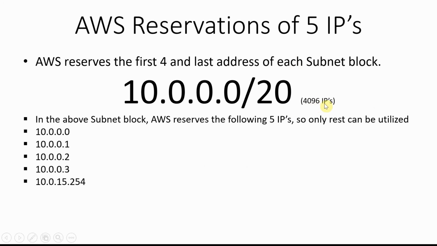For example, if you give /20, you get 4096 IPs. But out of this, the starting number followed by the next three, 0, 1, 2, 3, and the last one, 15.254, are reserved by AWS, so you can't assign these IPs to anything else. Just keep this in mind, it's another common interview question, and a common AWS exam question.